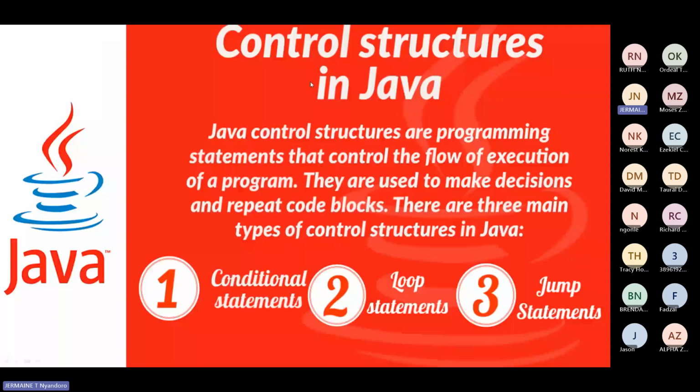Good evening, team. I will be presenting on control structures in Java. Java control structures are programming statements that control the flow of execution of a program. They are used to make decisions and repeat code blocks. There are three main types of control structures: one, conditional statements; two, loop statements; and three, jump statements. So this is what control structures are.